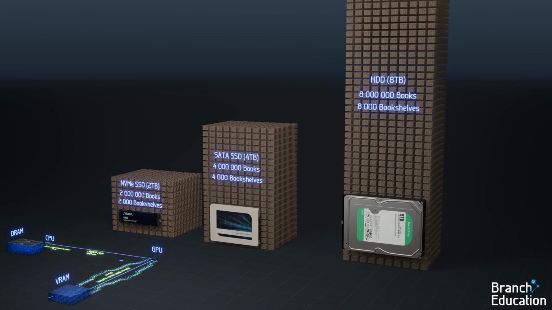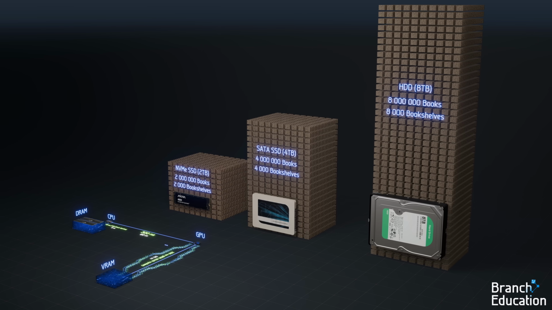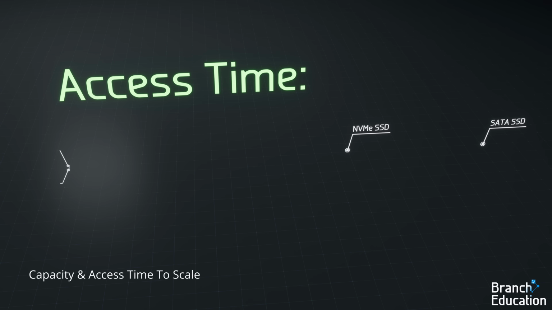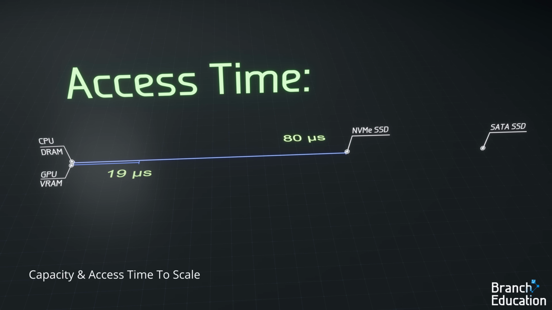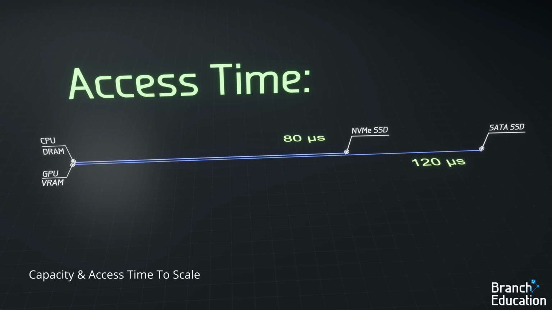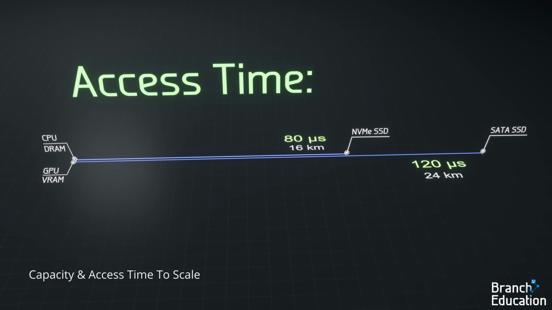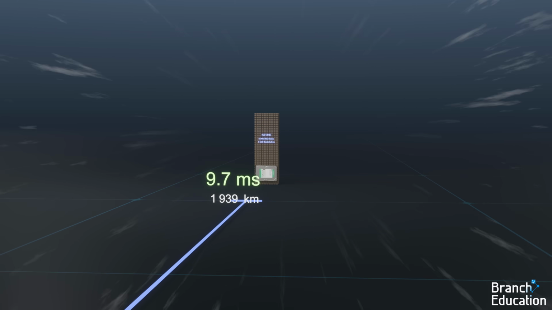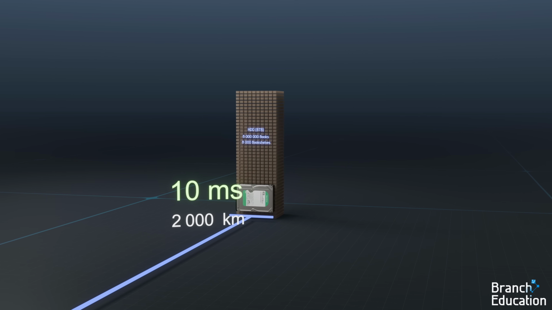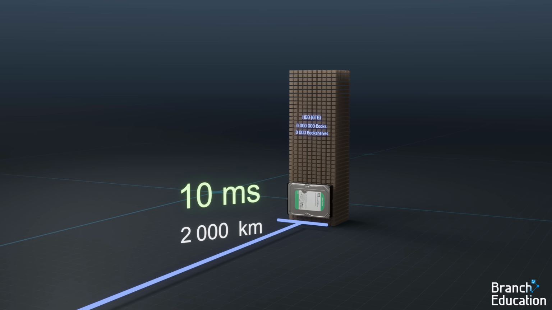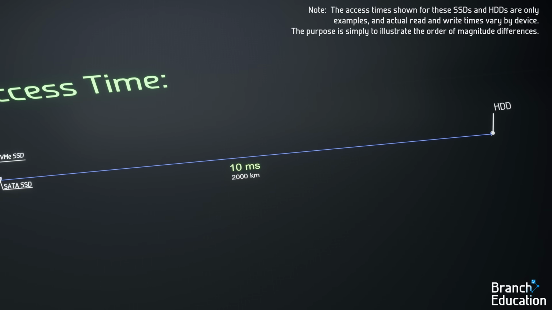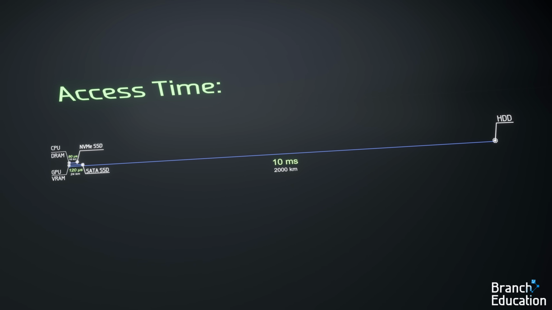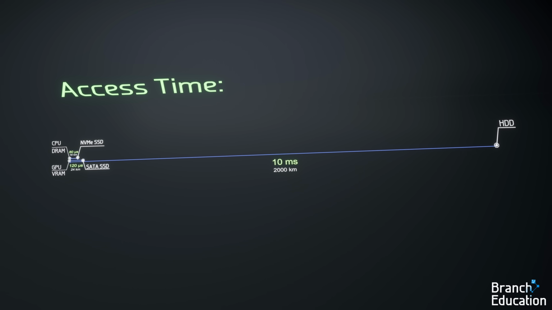Although these locations store thousands of times more data, when we consider their access time, the NVMe and SATA SSDs are positioned at 80 and 120 microseconds away, which is analogous to 16 and 24 kilometers respectively. And then way further out is the hard drive, with a 10 millisecond access time or 2,000 kilometers away. As you can see with this visualization, there's a staggeringly large trade-off in the magnitudes of differences in storage capacity and access time among all these locations.